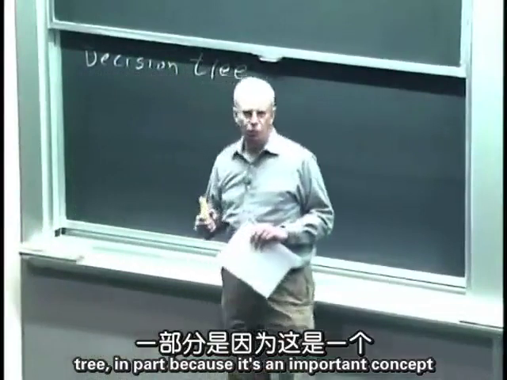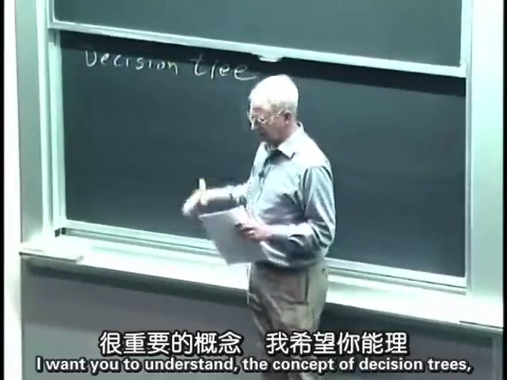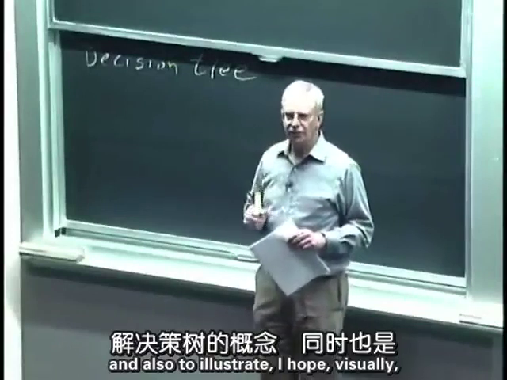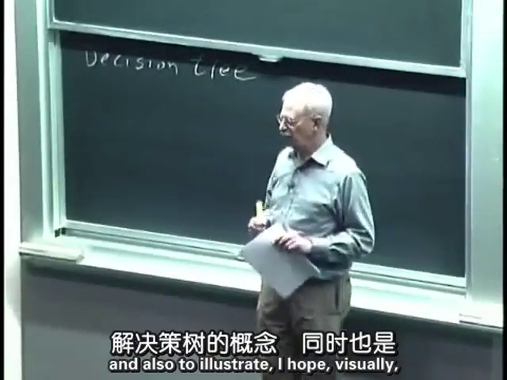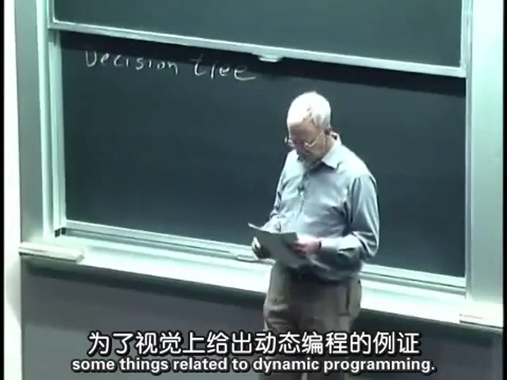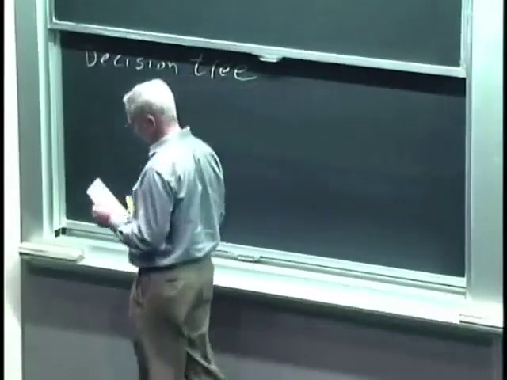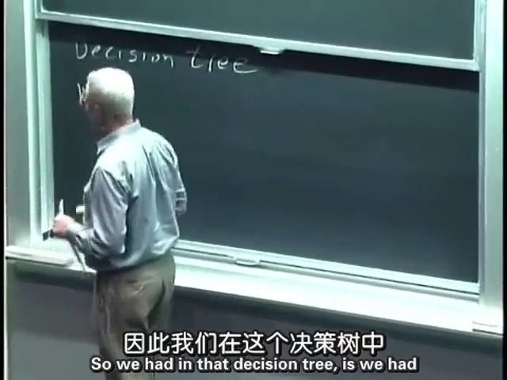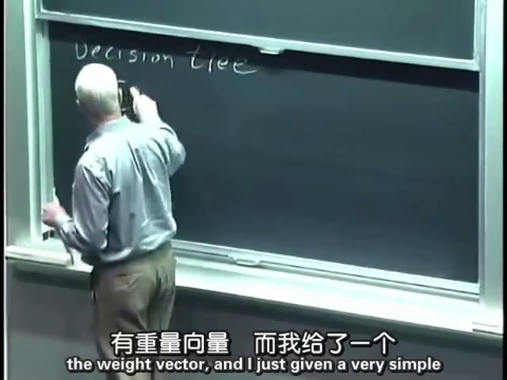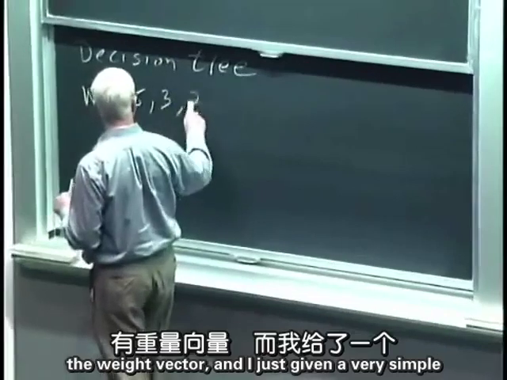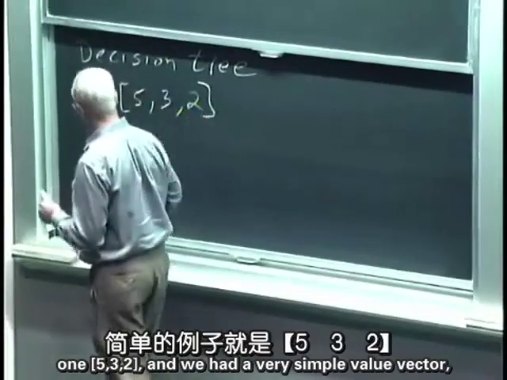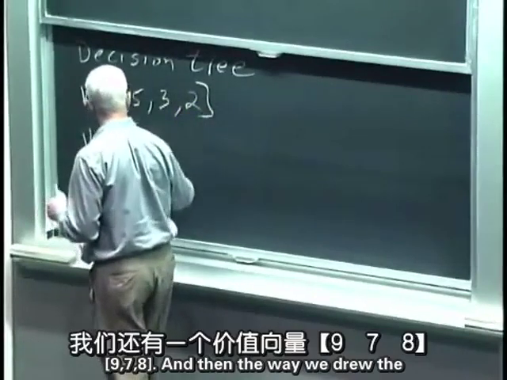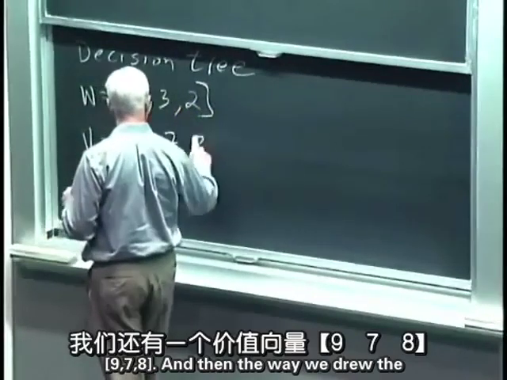In part because it's an important concept, I want you to understand the concept of decision trees. And also to illustrate, I hoped visually, some things related to dynamic programming. So what we had in that decision tree is the weight vector, and I gave a very simple one, 5, 3, 2. And we had a very simple value vector, 9, 7, 8.